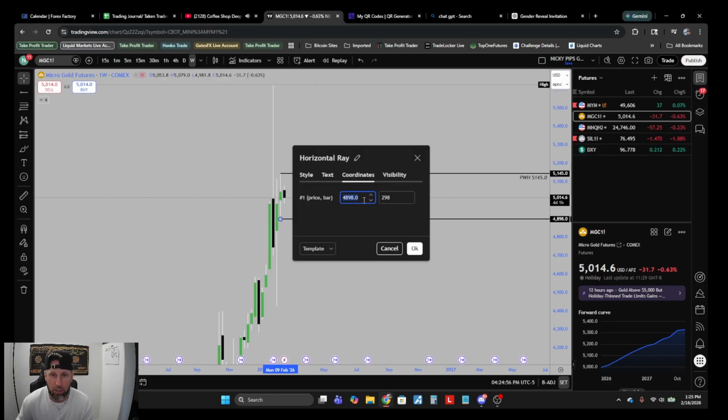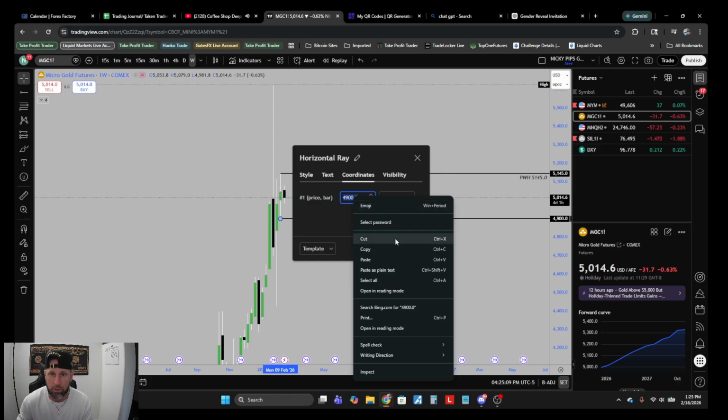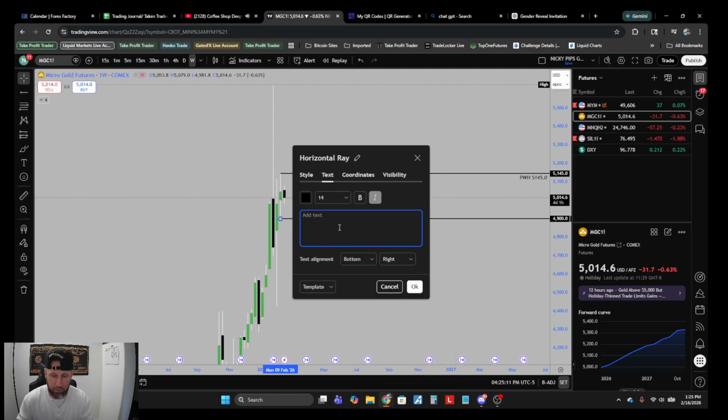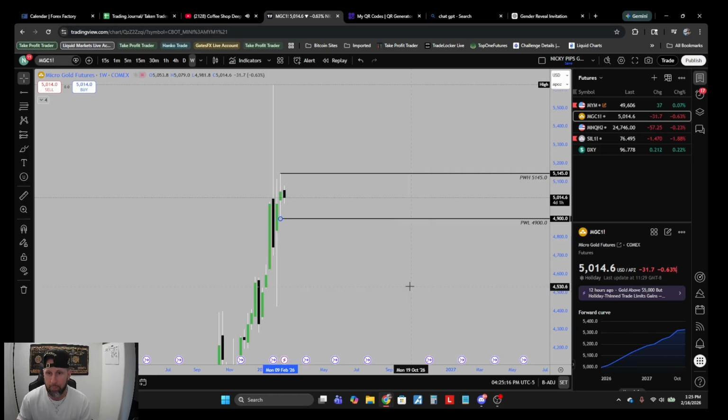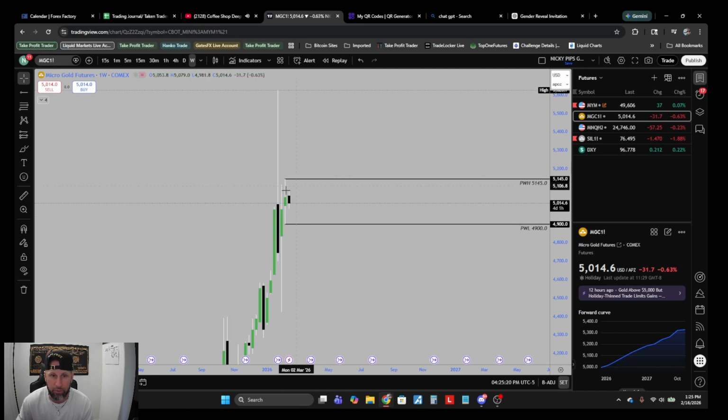So I'll look here and I'll say, okay, this is really close, so I could even just put this at an even 4,900. So just like that, copy that. Then we put previous weekly low. There we go. So those are our 2 points that we want to focus on, because price can either try to retest that previous weekly high, or it's going to tap into that previous weekly low.